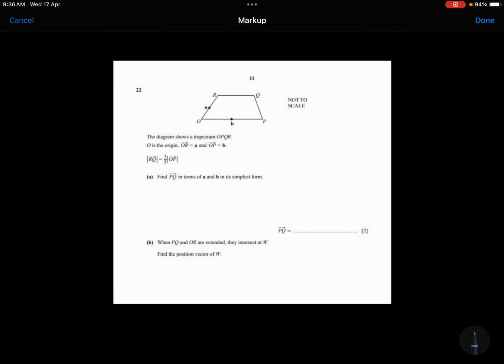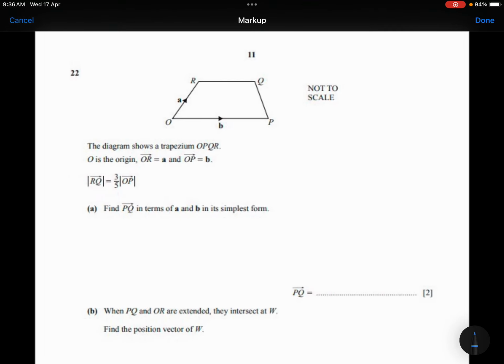Okay, now beta, look at this question. The diagram shows the trapezium, and the trapezium is OPQR. O is the origin, OR is a and OP is equal to b. They say that RQ is 3 by 5 of OP.